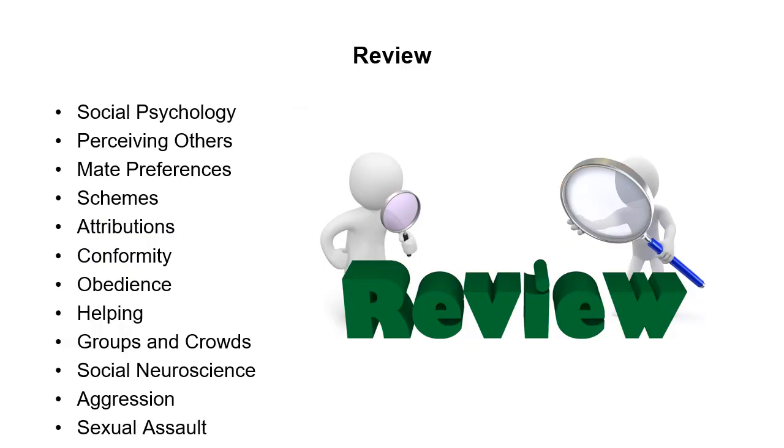Alright, in this set of slides, which got a little bit long, we talked about social psychology, perceiving others, mate preferences, schemas, attributions, conformity, obedience, helping, groups and crowds, social neuroscience, finished up with some aggression, which is very relevant to what's going on, and finally sexual assault.